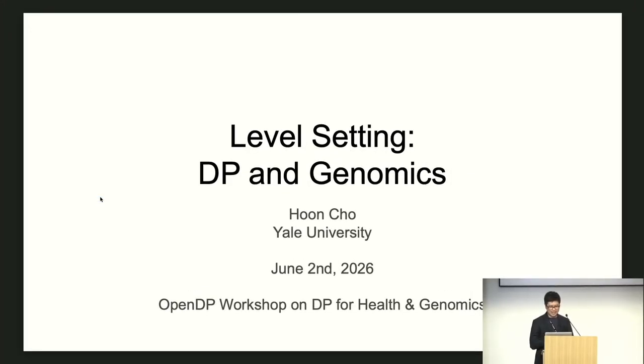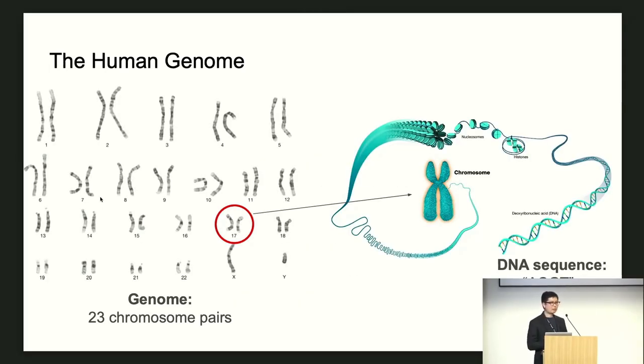Where was I? So I understand that we're a little bit behind schedule, so I'm going to try to keep things briefer than I planned. I'm going to start by quickly defining genomic data. What is it? What does it look like? A quick biology 101, just a couple slides.